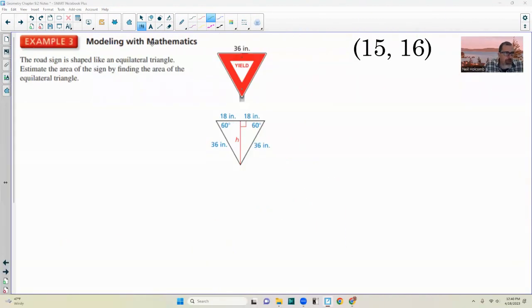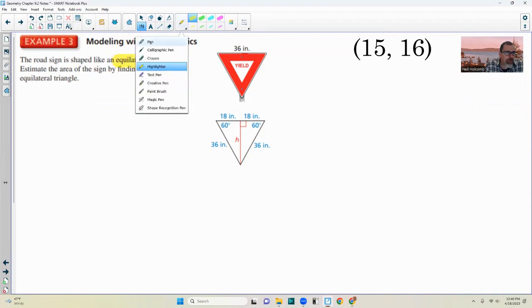Okay, so here's example 3, modeling with mathematics. The road sign is shaped like an equilateral triangle. So there's the key to this problem. Equilateral meaning all sides are equal. So in other words, this is 36, this is 36, and this is 36.